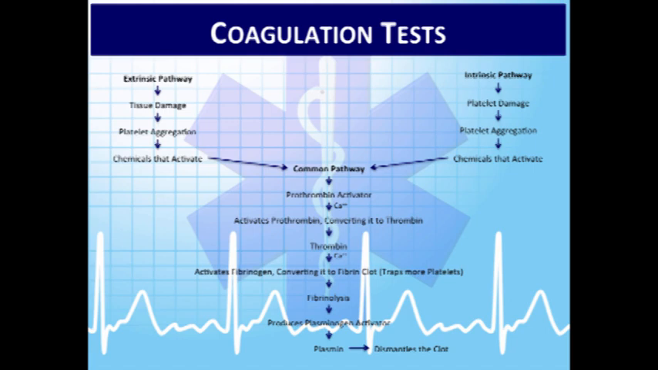And there's two ways that the body clots. It clots via this extrinsic pathway and intrinsic pathway. The difference between the two is tissue damage and platelet effect. That's all I care that you understand about this. The bottom line is that it all comes together and makes a clot in the end. However it starts doesn't matter, all right?